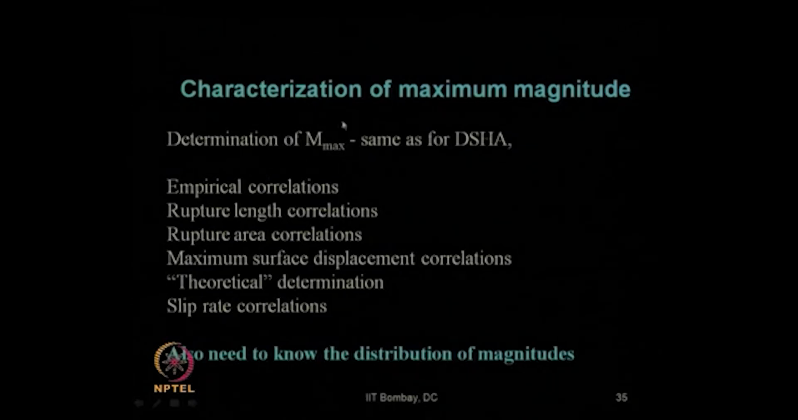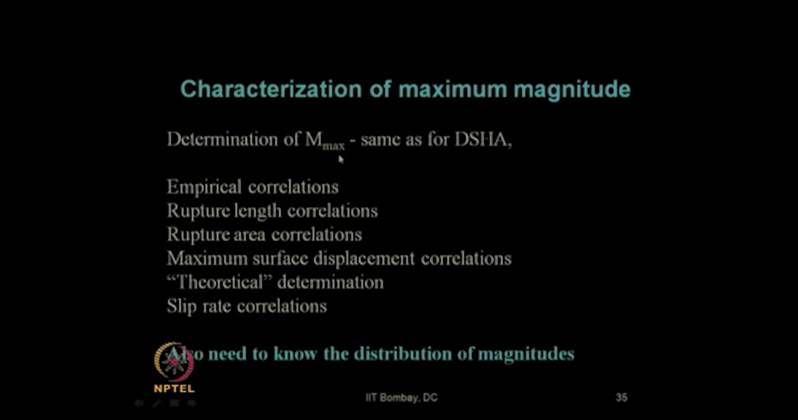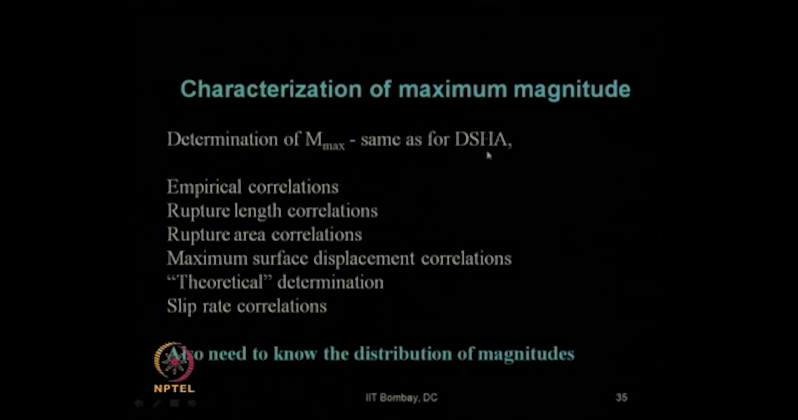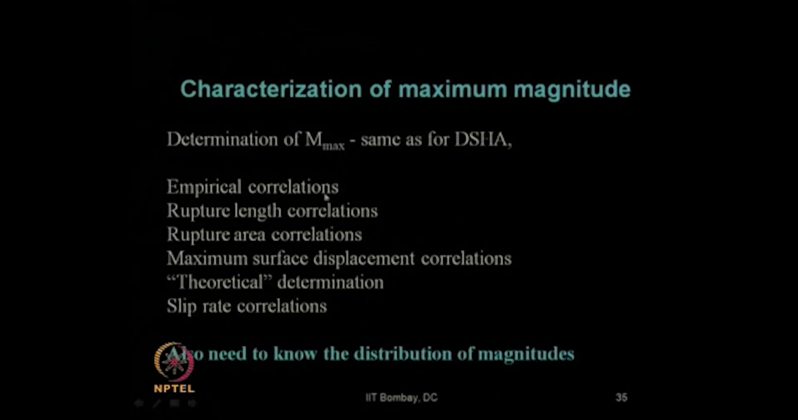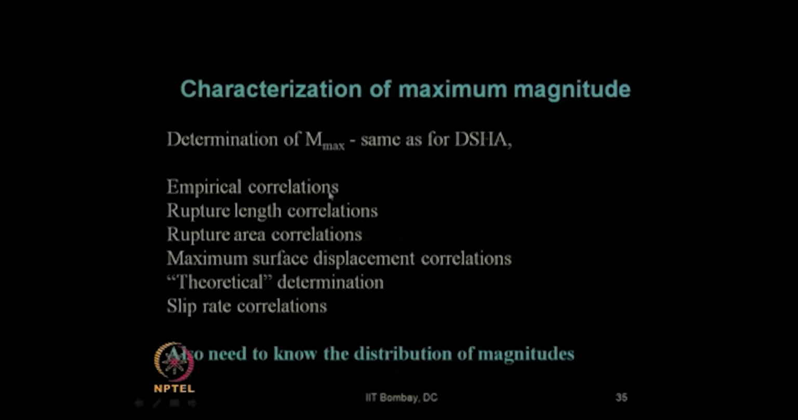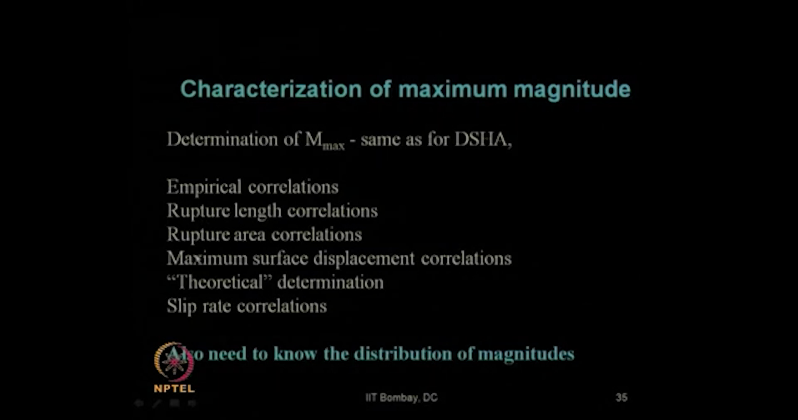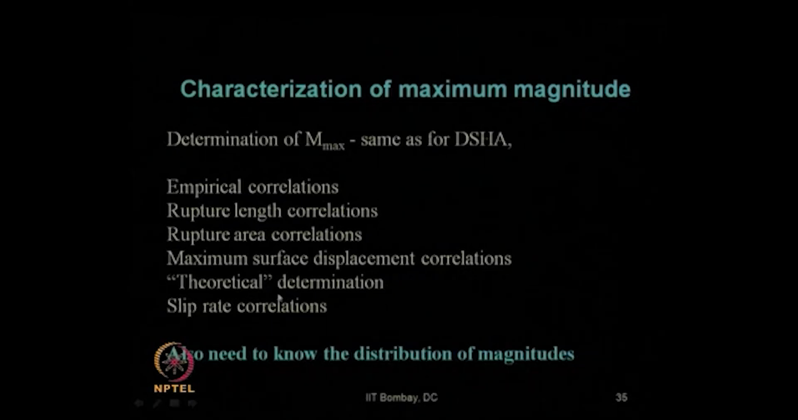Now, characterization of the maximum magnitude, determination of Mmax, is the same as we have done for the case of DSHA. That is, either you use empirical correlations like the Wells and Coppersmith equation we have seen, based on rupture length or rupture area or maximum surface displacement correlation, or various theoretical determinations based on seismic moment, etc., or the slip rate correlations that we have seen.